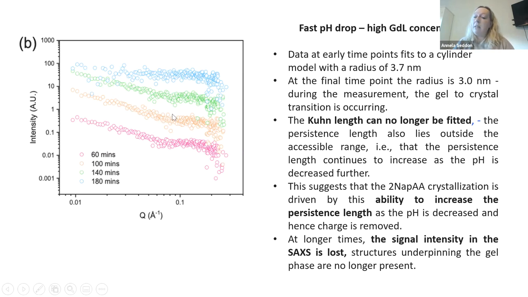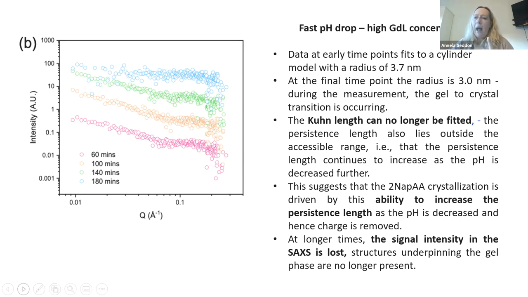But after 180 minutes, our scattering disappeared completely. Our small angle scattering was effectively non-existent by the end of the experiment. This is telling us that the fiber network that we've created has now disappeared. So we've lost the underlying gel phase structure because we can't see it in the SAXS anymore.